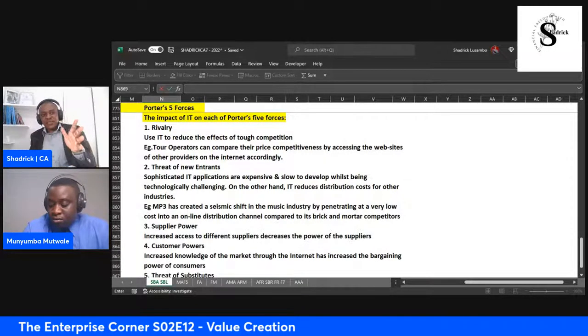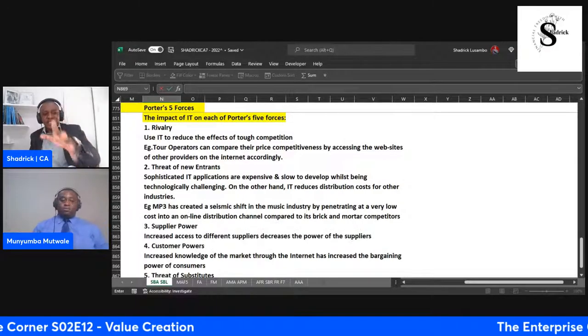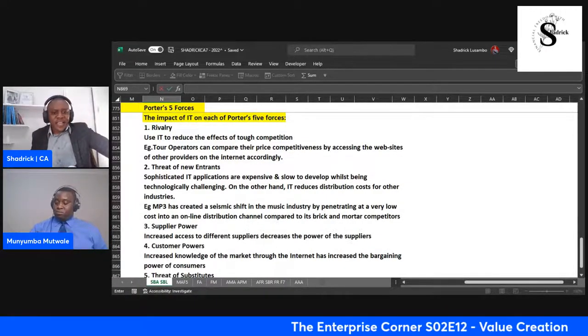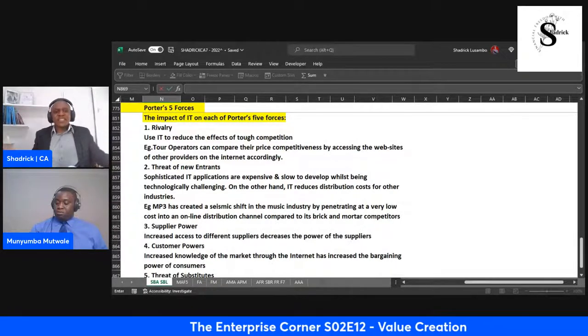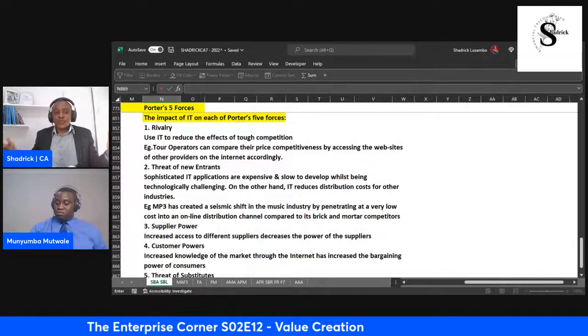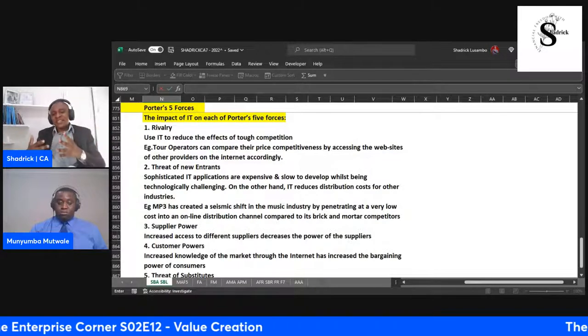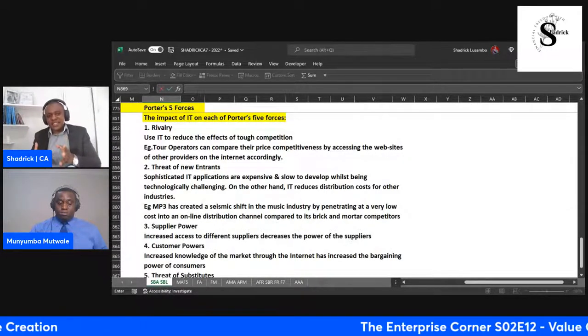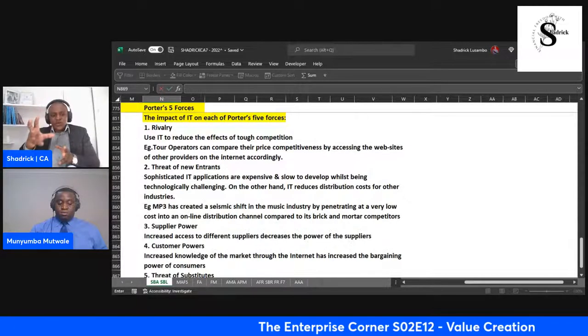But again, look at the threat of new entrants. How can you use IT to navigate that? Of course, we know, guys, that sophisticated IT applications are expensive, and more often than not, they are slow to develop. But whilst these are challenging things to do, if you look at the good side of IT, IT reduces distribution costs for other industries.